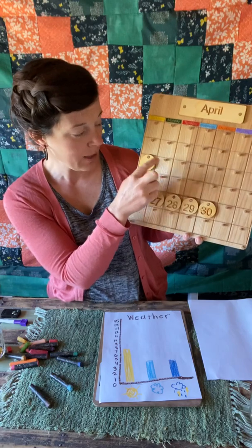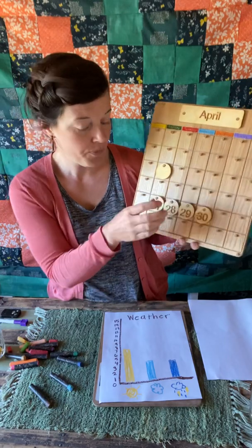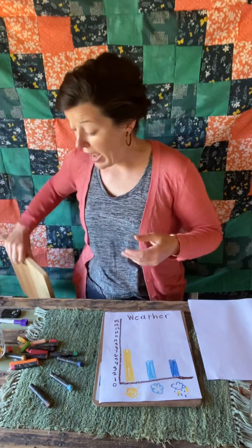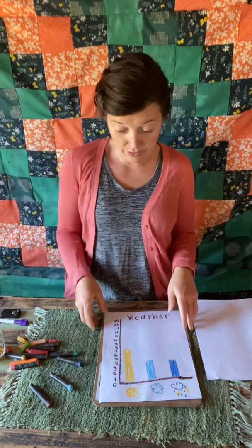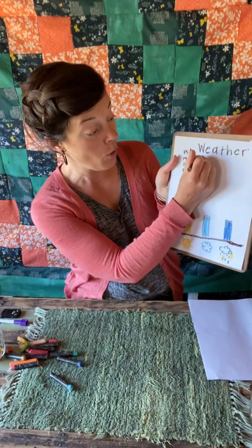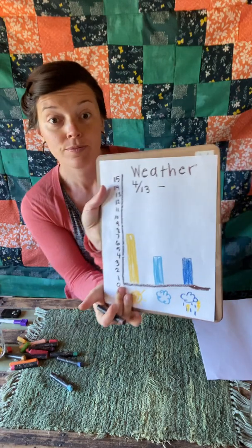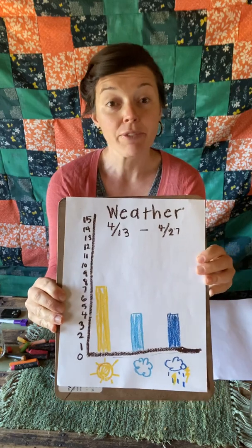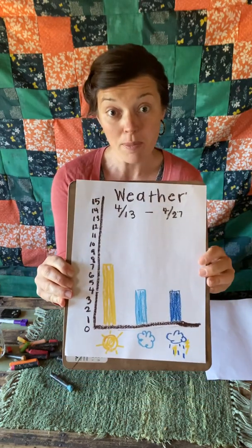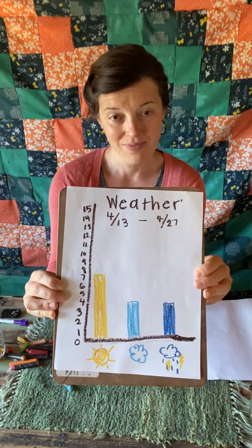I think technically we started doing it on Monday, which would have been April the 13th. So we have tracked the weather from April the 13th through April the 27th. So on our title, we can do the abbreviated dates, 4/13 through 4/27. Now if someone looks at this graph, they will know exactly what time of the month this weather information was recorded, was taken. Okay? Bar graph.